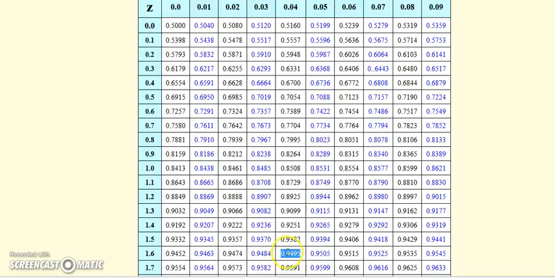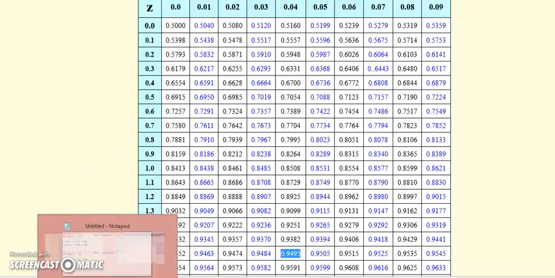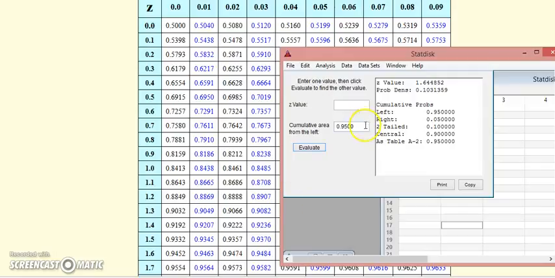So this is our z-score. That means it's 1.6, and you go up, it's 4, 1.64. That's our z-score. You also want to make sure you go to StatDisk, and instead of putting the value here, you would put it here, 0.95.